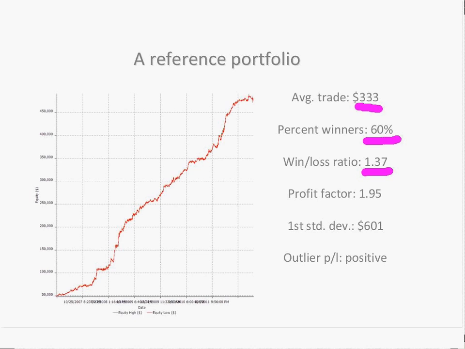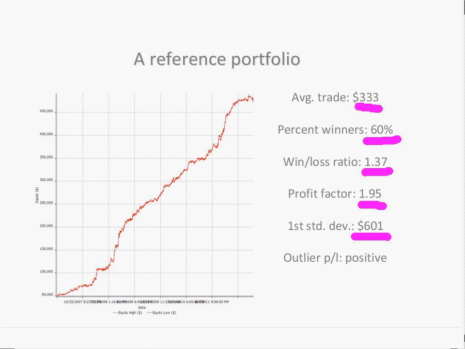40% greater average winner than the average loser. Factor is close to 2. Standard deviation, I hope that you remembered this metric, is just $100.